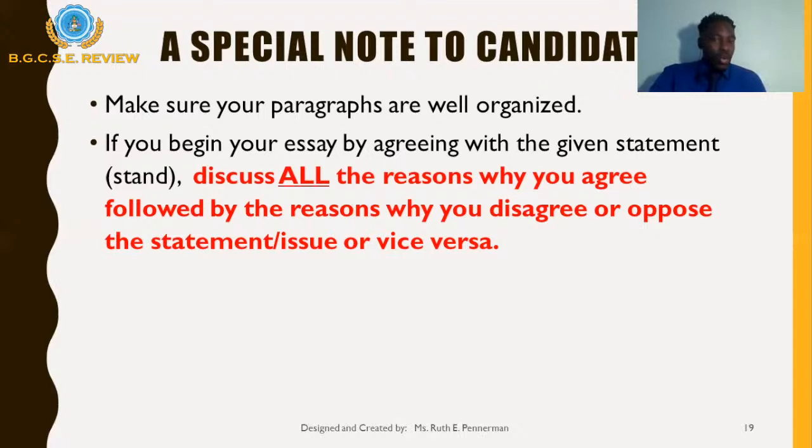Please give all of the reasons why you agree or disagree, or give all of your points as it relates to your position up front, and then give all of your opposing viewpoints all together, and then you can provide a conclusion for us, please.